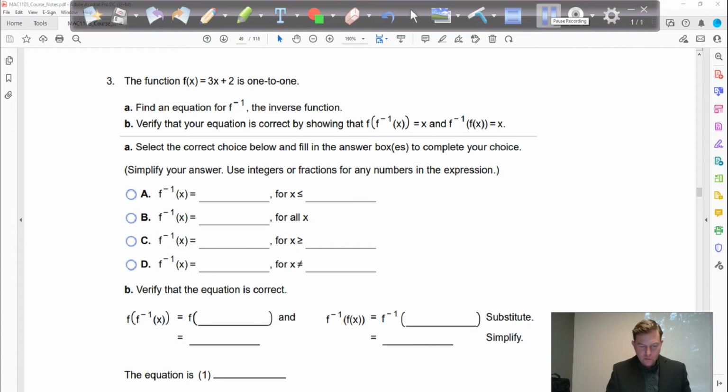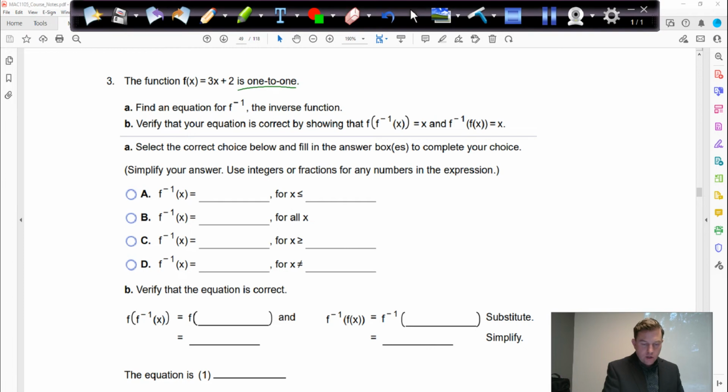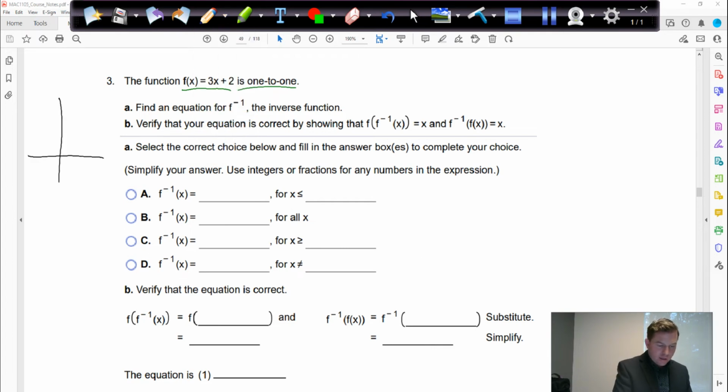Okay, in problem 3, they tell us that f of x is 1 to 1, and I'll explain that with a drawing later. The function is 3x plus 2, so it's a very simple function. It's going to look like a straight line, touching the y-axis at 2, with a slope of 3. So this thing is going to cross like this, and it has a slope of 3. A very simple curve. It is 1 to 1.